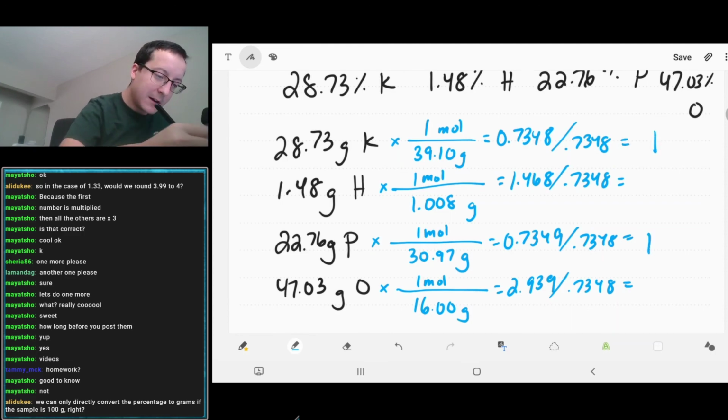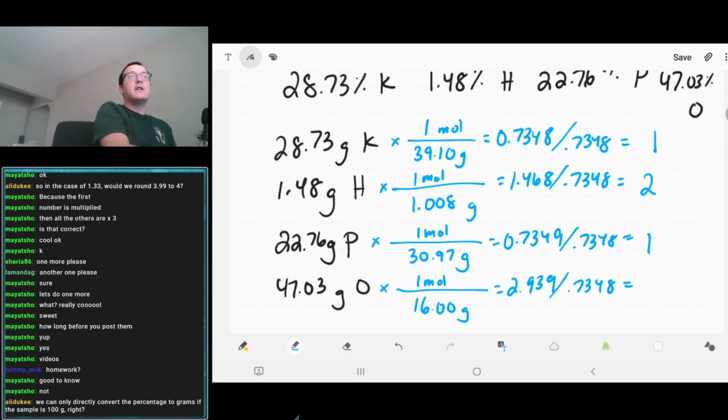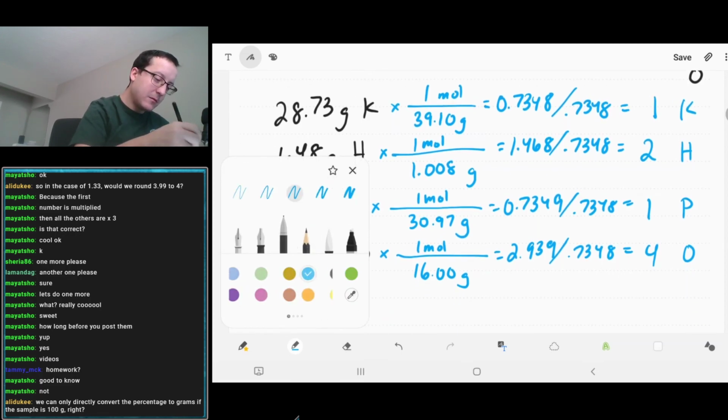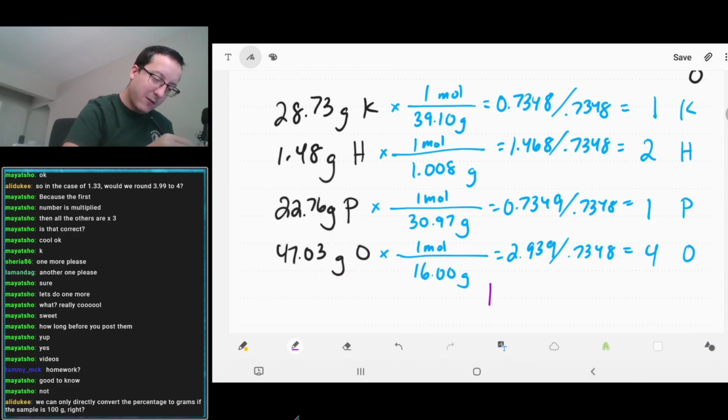These two are going to be 1. Looks like this one's going to be 2. The other one I cannot do in my head so easily. 2.939 divided by 0.7348 is 4. And so this tells us we have 1 potassium, 2 hydrogens, 1 phosphorus, and 4 oxygens. So we'll just assemble that. And we'll use purple because why not? So we have K, H2, P, O4.